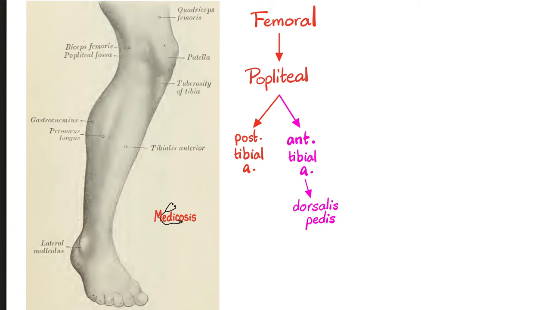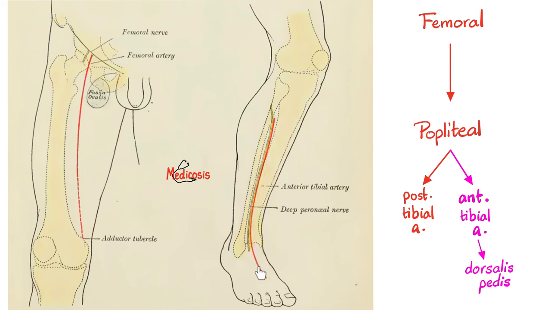I want you to count your toes. Big toe, this is number 1, 2, 3, 4, and 5. Look at number 2 and go up, up, up until about here. This is where your dorsalis pedis artery is. Now pause the video and try to examine your artery.